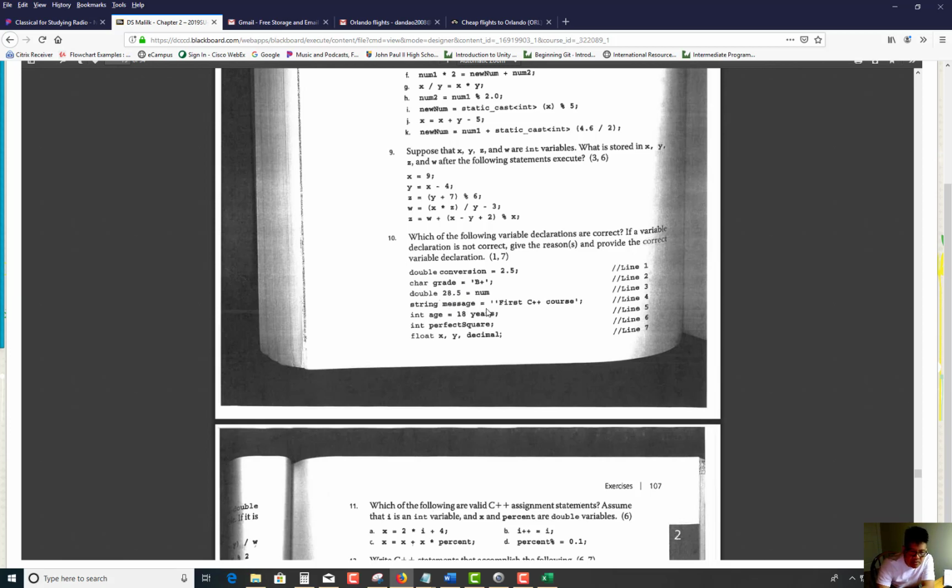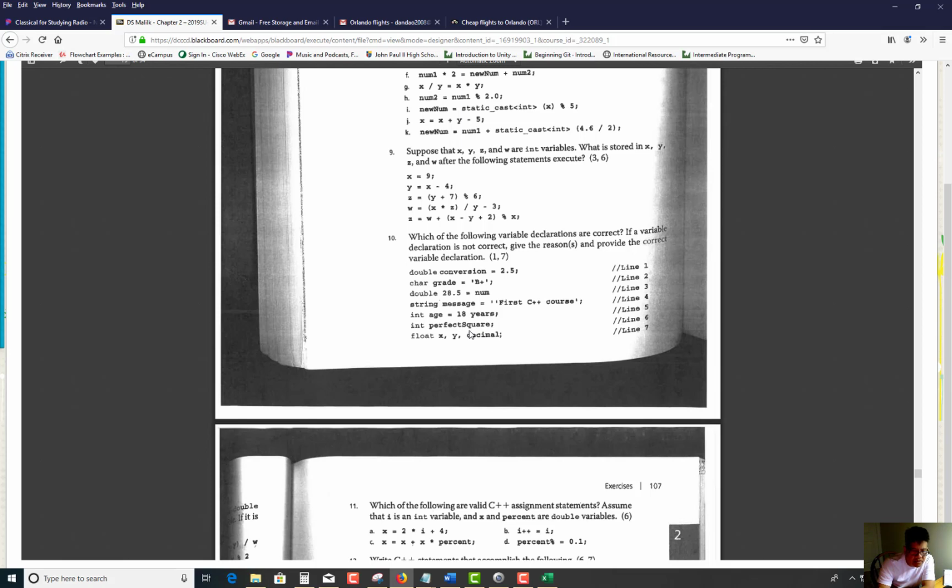String message with this. Okay, so look at this. What's wrong with this? Double quotes here, single quote here. That's what's messed up. Anytime you have a string data type, it has to be double quotes, like a quotation mark. Look at line 5. What's wrong with line 5? What is this years here? It doesn't make sense, right? So that's invalid. Look at line 6.